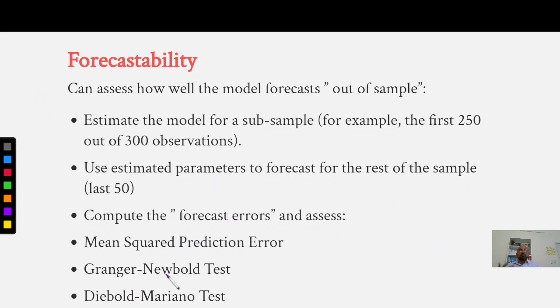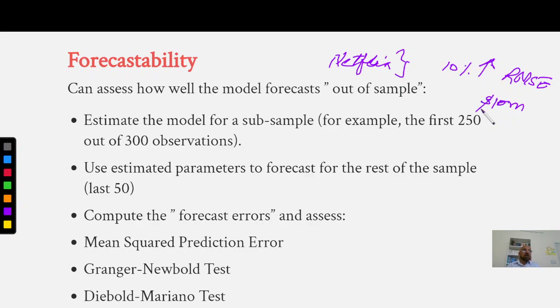Forecastability. Forecastability is usually, if you see, Netflix in 2006 posed a challenge of forecasting and a 10% improvement in root mean square error, and it was mentioned that a $1 million award will be given.